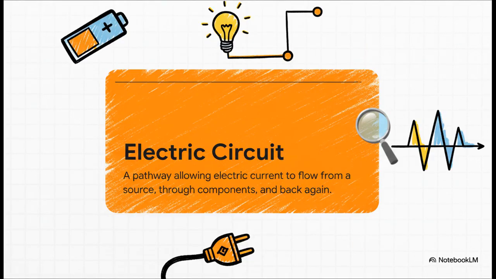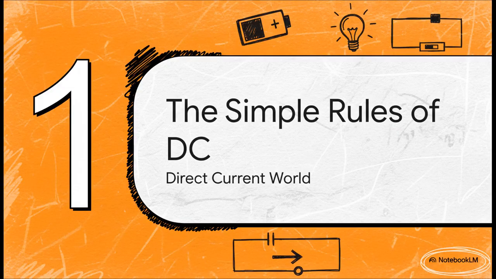And that path is everything. It's the number one non-negotiable rule of electricity. It's called an electric circuit. Just think of it as a mandatory round-trip journey. For electricity to do anything useful, it needs a complete, unbroken path to travel, from the simplest little flashlight to a massive supercomputer. If that loop isn't closed, nothing happens. It's really that simple. Okay, so to really get a grip on this, we're going to start at square one.